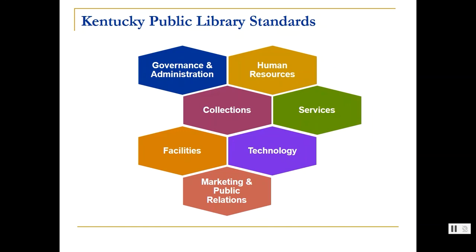The Kentucky Public Library standards are divided into 7 categories: governance and administration, human resources, collections, services, facilities, technology, and marketing and public relations.